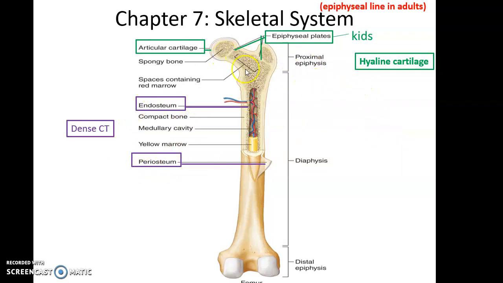And then the epiphyseal plates found in children are also made of hyaline cartilage. And when that cartilage calcifies and becomes more bony tissue, then it's called an epiphyseal line, and that is what is found in adults, epiphyseal lines.